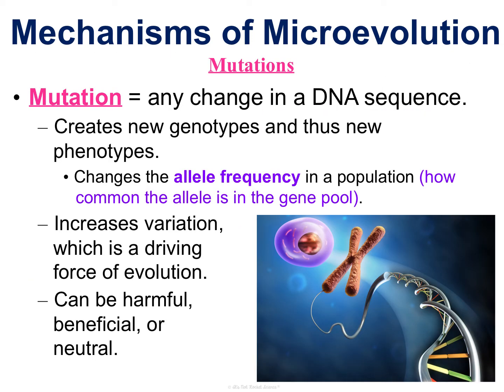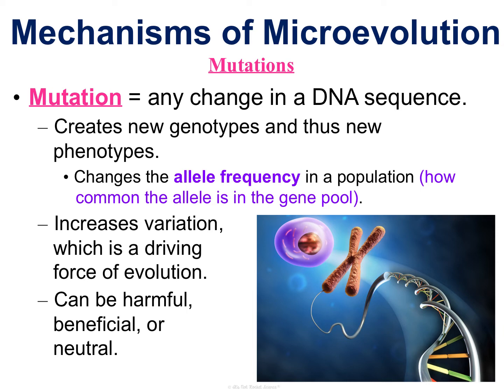All right, so our first mechanism to talk about in microevolution is mutations. A mutation is any change in the DNA sequence that can happen. This creates a new genotype most often, and then, of course, a new phenotype. Once you get a new genotype and you change the sequence, you could possibly get an entirely different protein that could be made. You know, you're changing an amino acid or part of the sequencing. Thus, you can express that differently in a protein, in a phenotype.